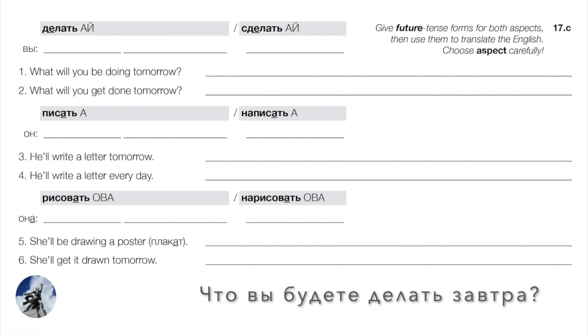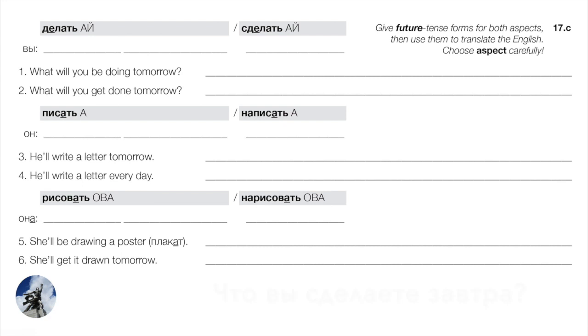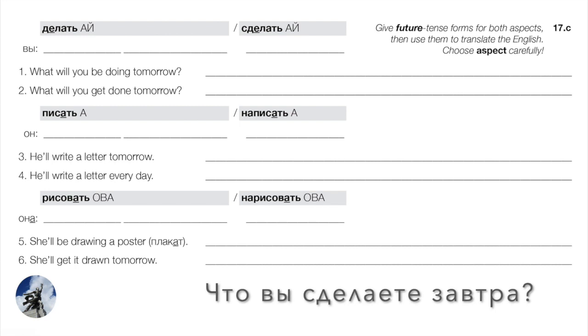Whereas number two, what will you get done tomorrow? That's clearly focused on result, accomplishment, completion. So we need to choose perfective, and that would be что вы сделаете завтра? Now again, a Russian hears those two questions, they're going to understand them in very different ways.